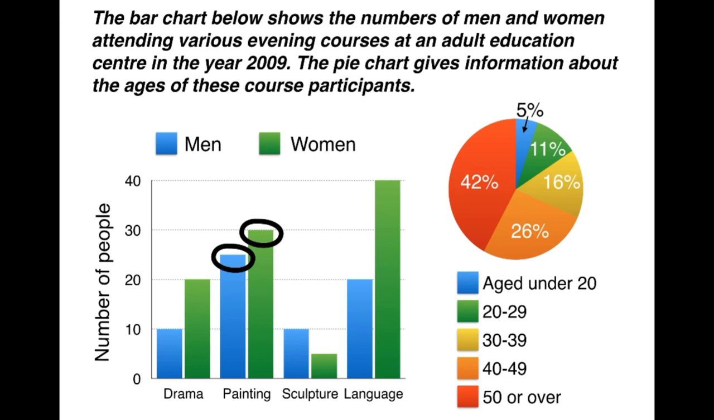And finally, I'll move on to this figure because it's the only course, sculpture course, is the only one where the figure for men is higher than for women. Let's go back to the paragraph that I'm writing then. And I'm starting with this phrase, according to the bar chart. This shows the reader, the examiner, that I'm talking only about the bar chart in this paragraph.